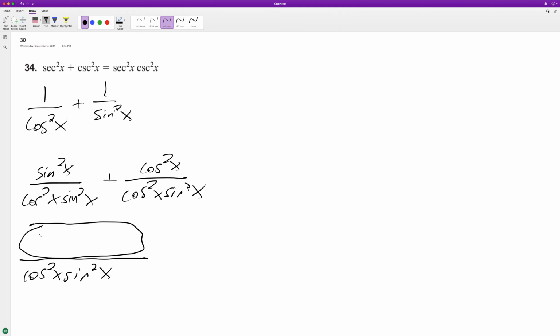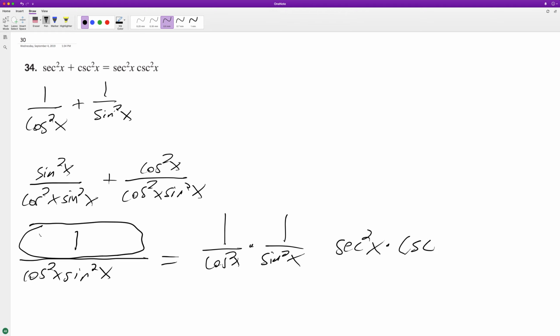I have 1. And if you notice here, in the denominator, cosine squared x and sine squared x, you can think of it like this: 1 over cosine squared x times 1 over sine squared x. And actually, I can rewrite these as secant squared x times cosecant squared x, which is equal to what's on the right side of the equation.